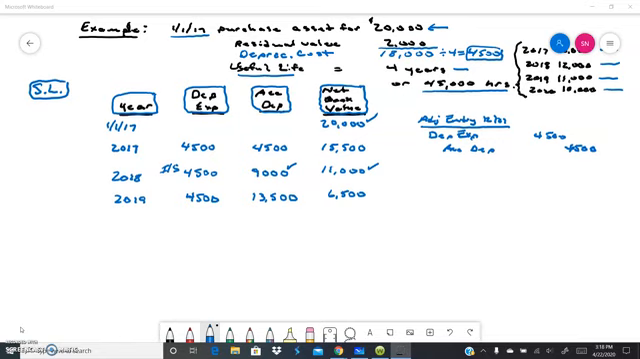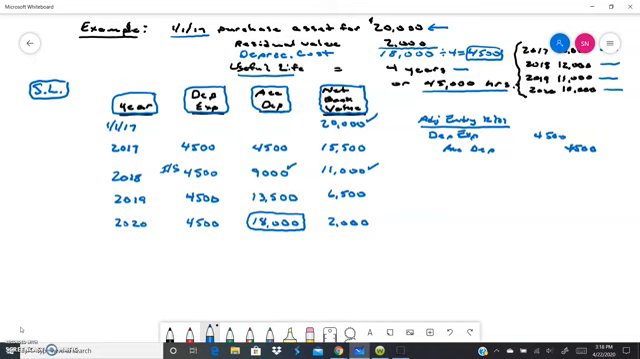So in 2020, our last year, once again, we'd have a similar entry: debit depreciation expense, credit accumulated depreciation, again for $4,500. That would bring our balance in accumulated depreciation up to $18,000. And $20,000 minus 18 would bring our net book value down to $2,000. Now, if you noticed, the total amount, and that's our 4-year life.